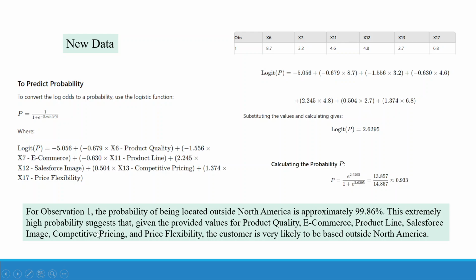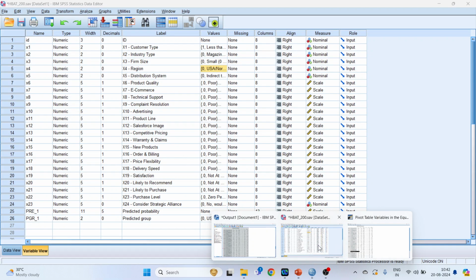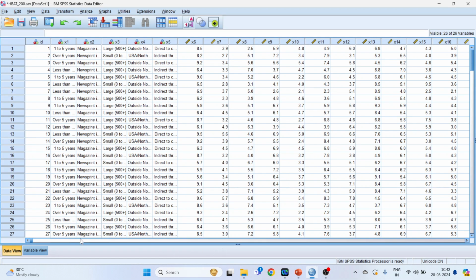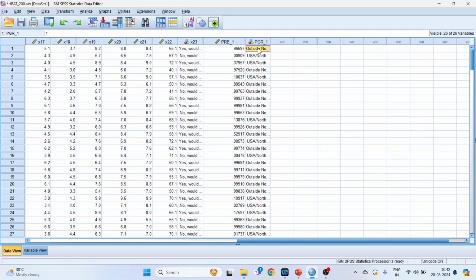This extremely high probability suggests that for the provided values for product quality, e-commerce, product line, sales force image, competitive pricing, and price flexibility, the customer is very likely to be based outside North America. Now it will give you the probabilities. We'll go in the data view, go at the far end. Here are the probabilities. See. So the high probability is outside North America, low probability is inside North America.